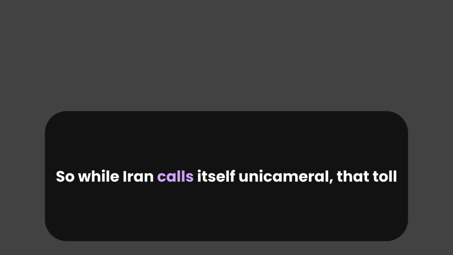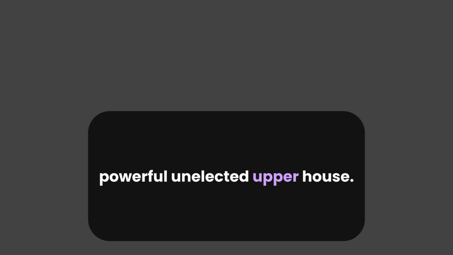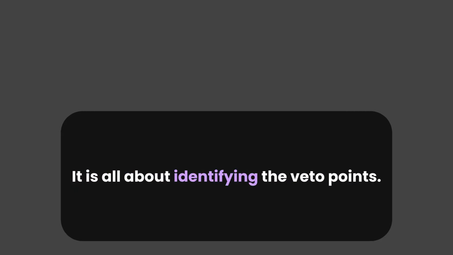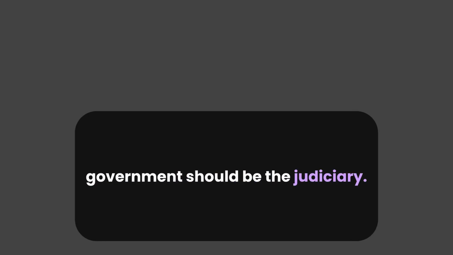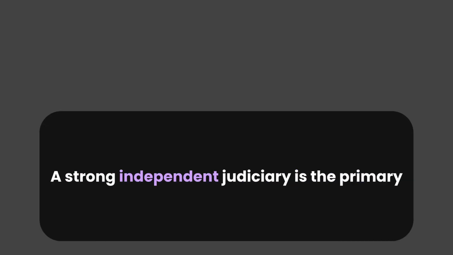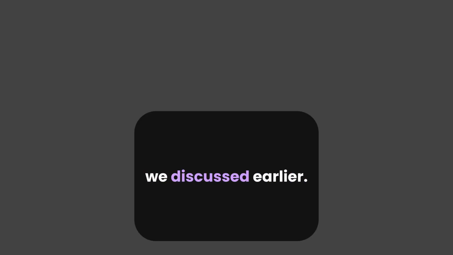So while Iran calls itself unicameral, that toll booth acts very much like an incredibly powerful, unelected upper house. It is all about identifying the veto points. And the ultimate veto point in any government should be the judiciary. A strong, independent judiciary is the primary defense against that democratic backsliding we discussed earlier.